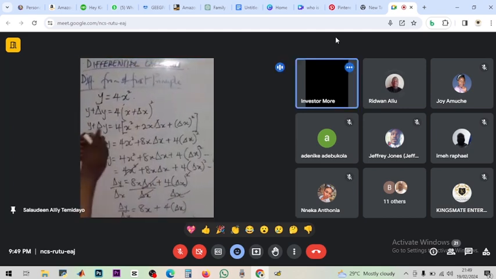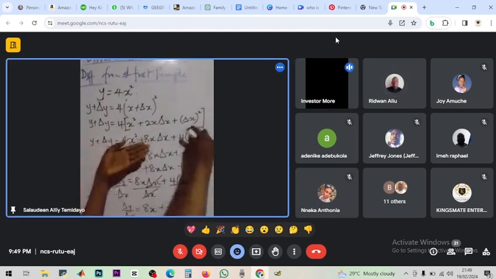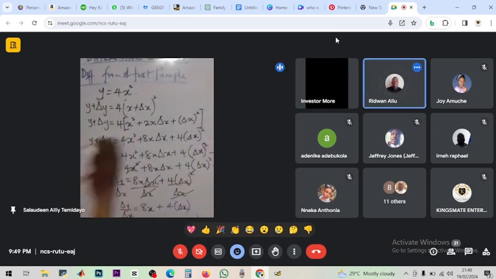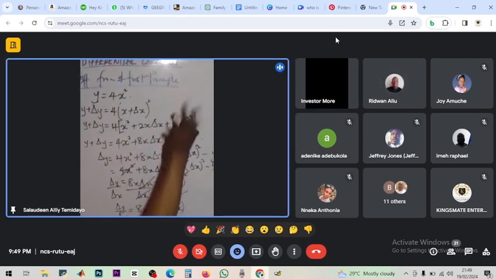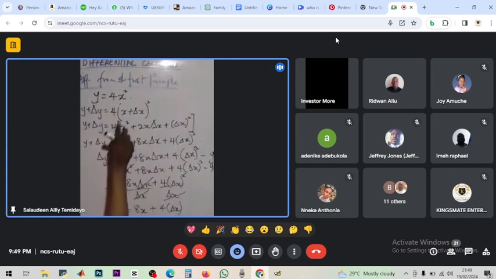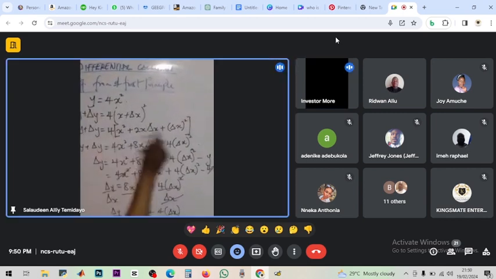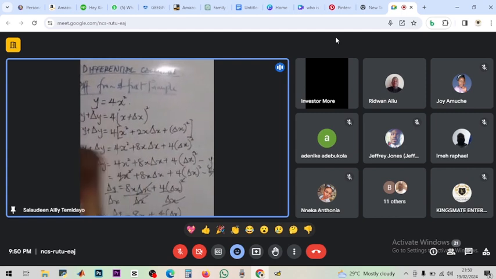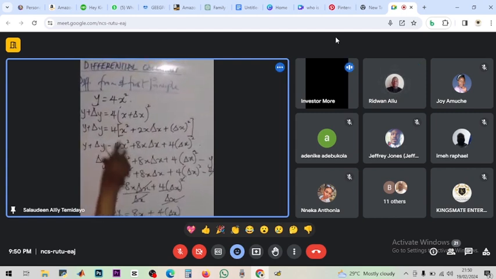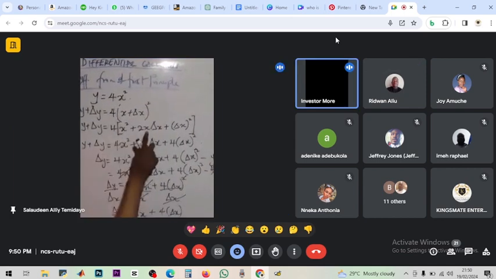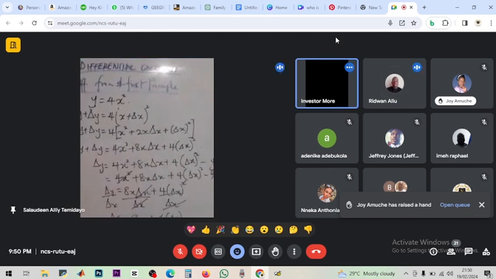So y plus dy again equals 4 times, we are going to expand this, right? By expanding it, we have x squared plus 2x dx plus dx all squared. Don't forget that the 4 is outside the bracket. So now open the bracket. I'm going to have 4x squared plus 8x dx. That's 4 times 2x.